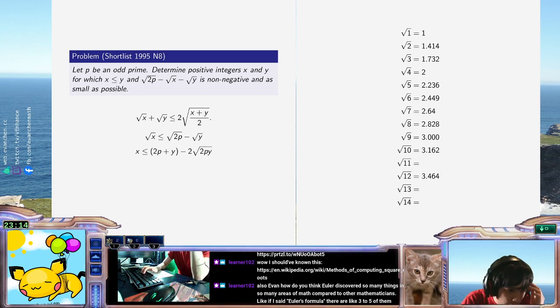How did Euler discover so many things in so many areas of math? Well, Euler is pretty competent, I guess.